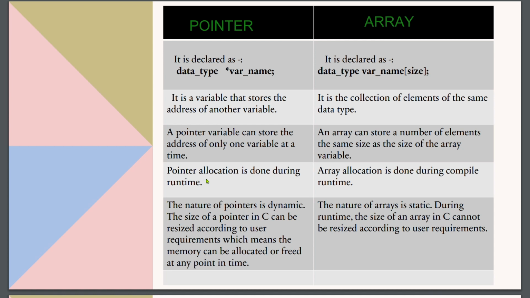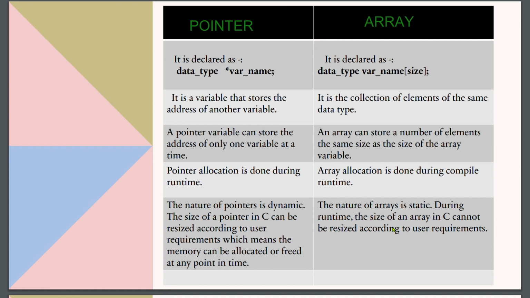The next point is the nature of pointer is dynamic. Here it is saying that the nature of pointer is dynamic, and the nature of array is static. The size of the pointer in C language can be resized according to user requirements, which means the memory can be allocated or freed at any point in time. On the other hand, during runtime, the size of an array in C cannot be resized according to user requirement because the array is static in nature. So this is the basic differentiation between pointer and array.